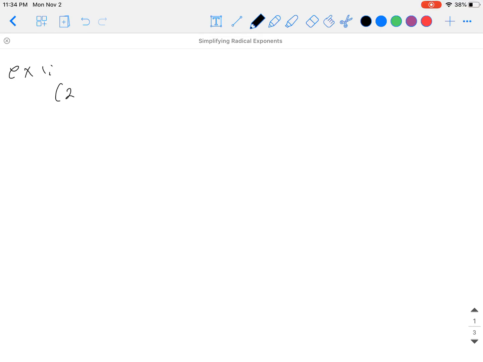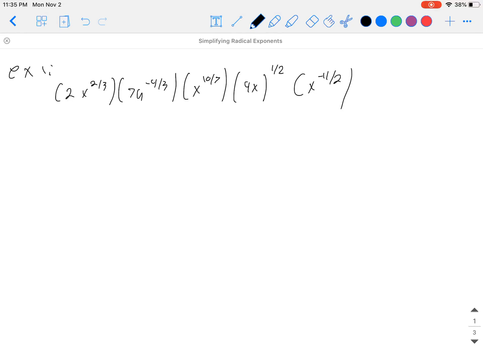Here's the first one. 2x to the 2 thirds times 7y to the negative 4 thirds times x to the 10 over 7 times 4x to the 1 half times x to the negative 11 over 2. Alright, first, we must simplify the 4x to the 1 half by moving the 1 half to both the 4 and the x. So simplifying this gives us 4 to the 1 half times x to the 1 half.